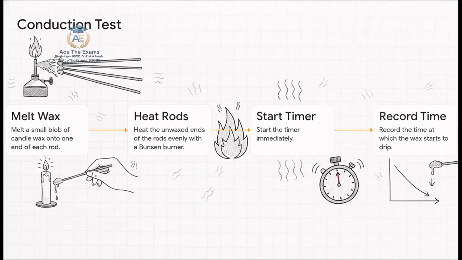Here's what happens. Thermal energy from that central Bunsen burner conducts outward along the metal rods. And guess what? The identical wax blob on the copper rod ends up melting and dripping first. This happens because copper's internal lattice structure is just better at transferring kinetic energy efficiently than aluminium, brass, or iron. So, the shortest recorded time to melt the wax is our definitive proof of the highest rate of thermal conductivity.